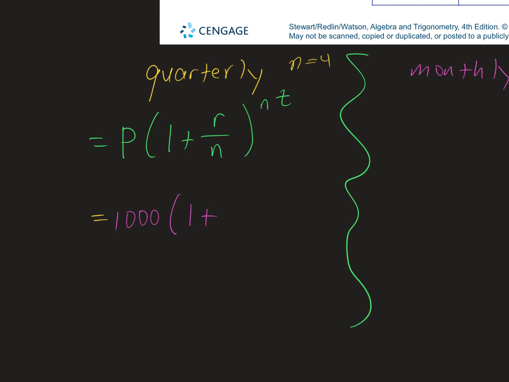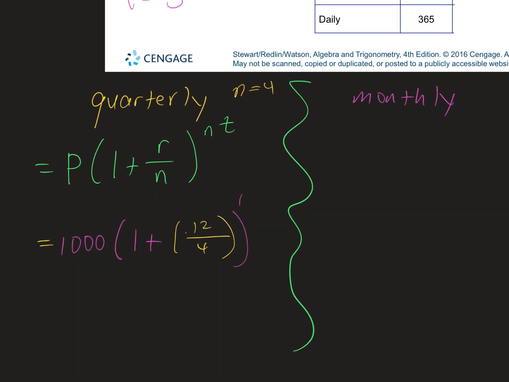And then you have 1 plus. What was your interest rate? So 0.12 divided by what? 4. And then that's raised to the N times T. So it's raised to the 4 times what? Times 3. In your calculator, guys, you see how I put a parenthesis around this fraction?